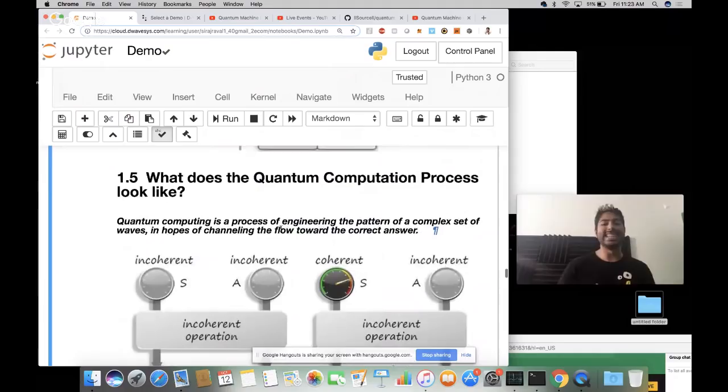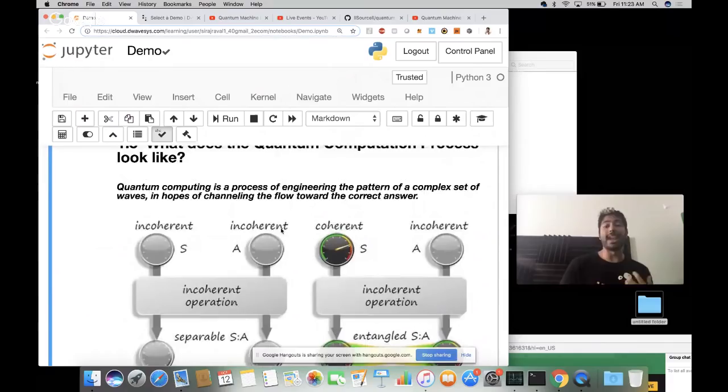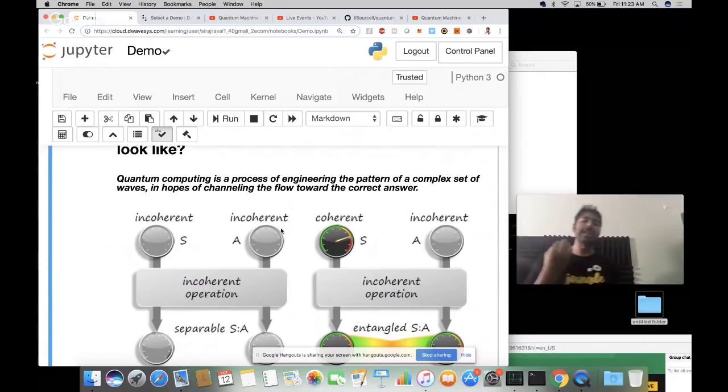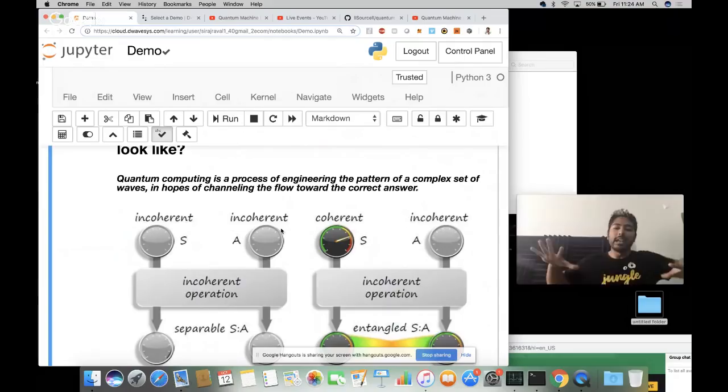And so it's actually really hard to build a quantum computer as well. We can think of this whole process of quantum computing as a process of engineering the pattern of a complex set of waves, these electromagnetic waves, in hopes of channeling that flow towards the correct answer. So in machine learning, we are used to defining an objective function, right? We got this objective function, we're going to learn a function with the proper coefficients using some optimization scheme, like say gradient descent, to then solve that objective. And you know, we might have some constraints. Now, in the quantum world, when we are doing quantum machine learning, that same idea is there of us defining an objective, but there is much more of an emphasis on defining what the constraints of the problem are.